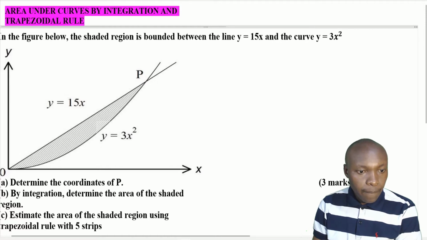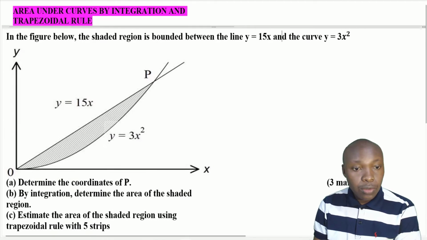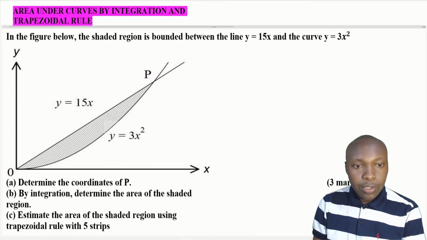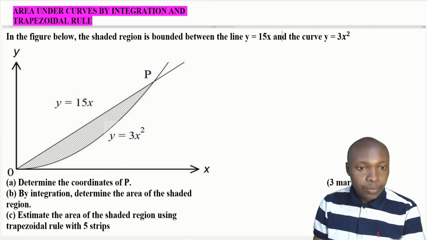And then there's a third question: estimate the area of the shaded region using the trapezoidal rule with 5 strips. So those are the questions. There are 3 questions. Let's jump to the first one. We start with the first one, then we proceed.